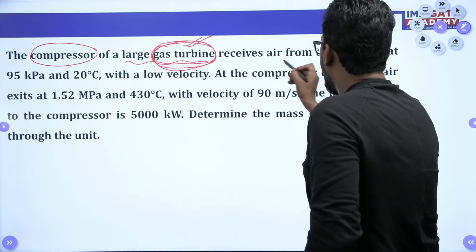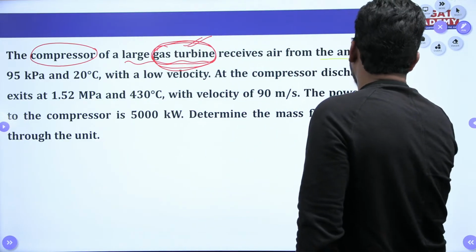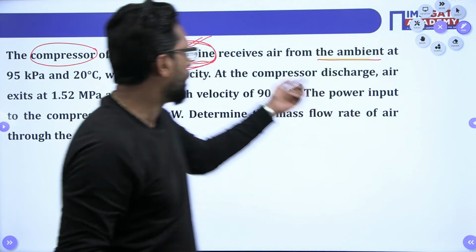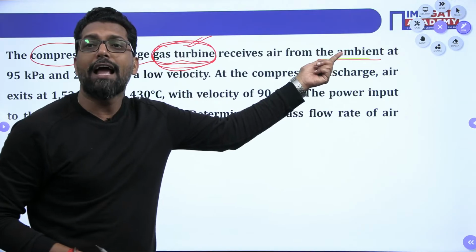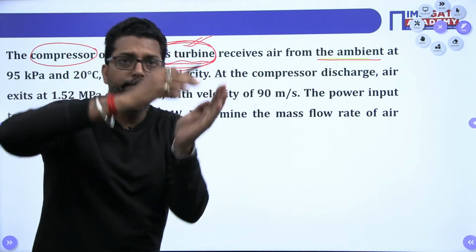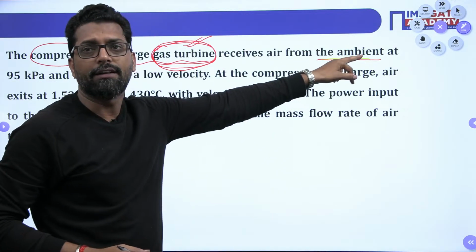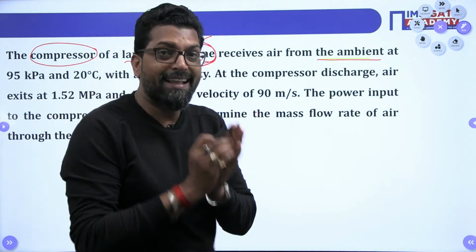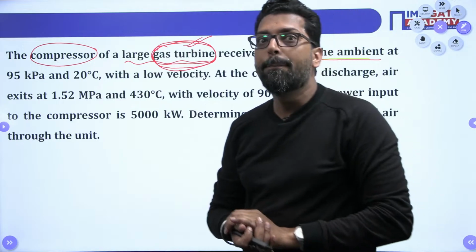Okay. It receives air from the ambient. That means the compressor receives air at the inlet. What is the inlet? Inlet is from the ambient. In general, you can think the compressor inlet is from the ambient. This is very important, along with the assumption. So compressor inlet in general is ambient.